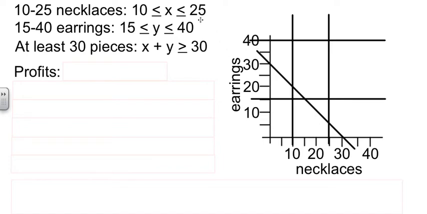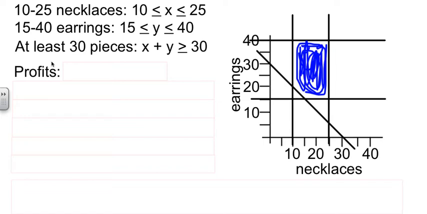Okay. Now we have to do our shading. We know we're between 10 and 25. We're between 15 and 40. 0 plus 0 greater than 30 is false. So we're shading this region. And as always, your shading can be just as pretty as mine. Doesn't have to be perfect. Shading with a touchpad isn't always easy.